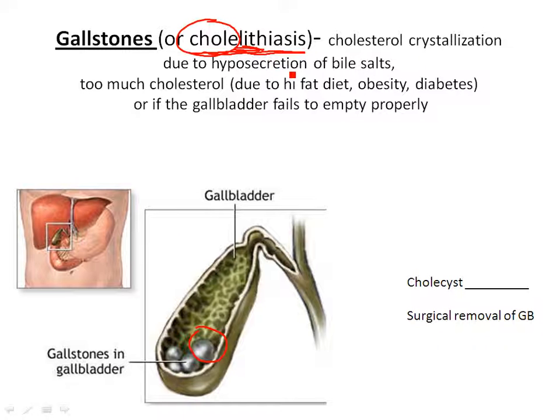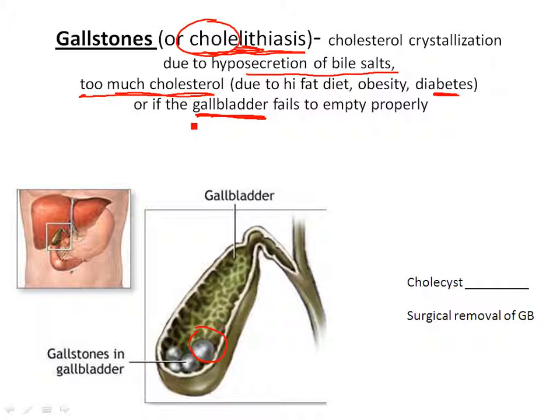It can be due to the fact that you're just simply not making enough of the bile salts. You could have too much cholesterol in your diet. This is someone who's overweight, has a high-fat diet, with a higher association with diabetics. And it may be that the gallbladder is just not functioning correctly. It's not able to squeeze out the bile as it should. And in the end, everything crystallizes and you get these stones.